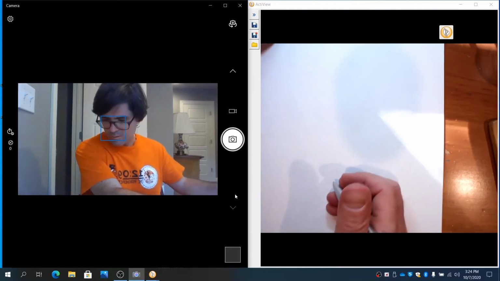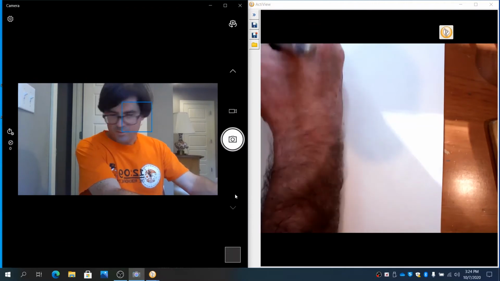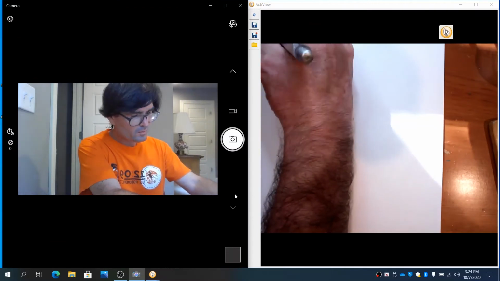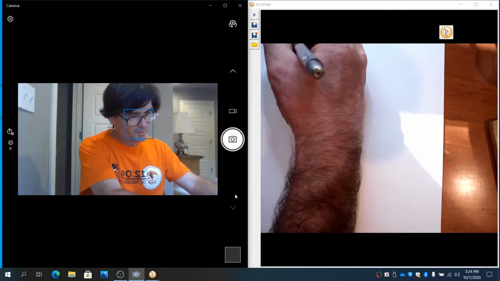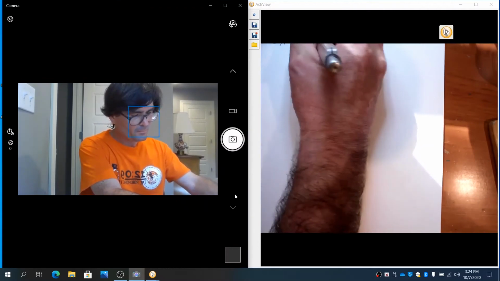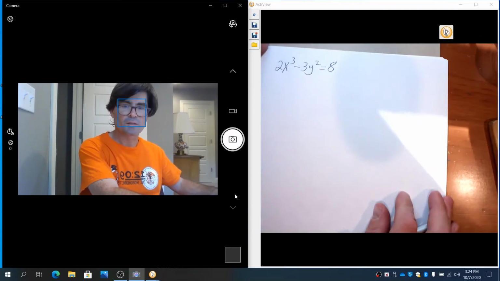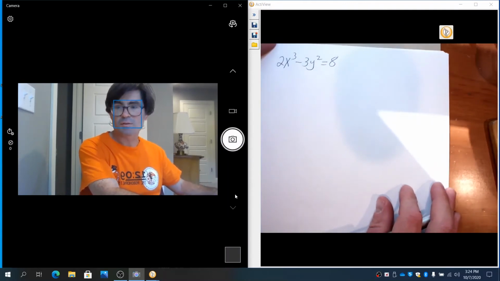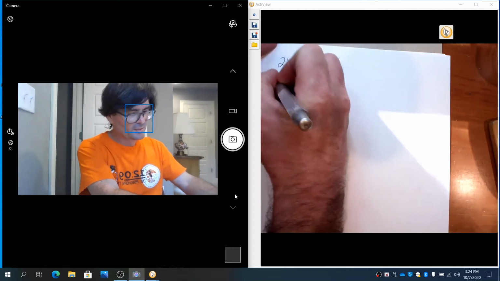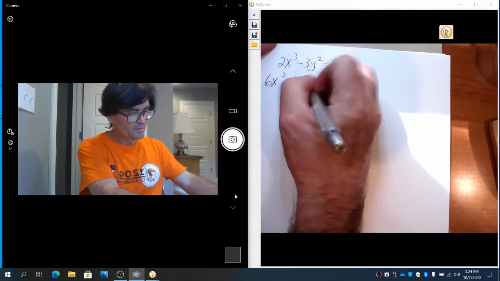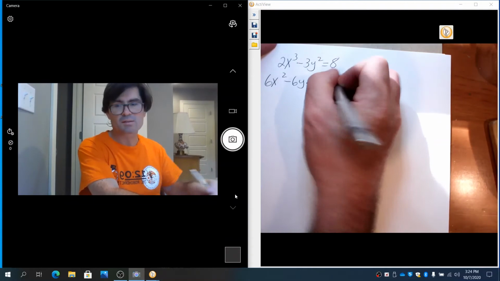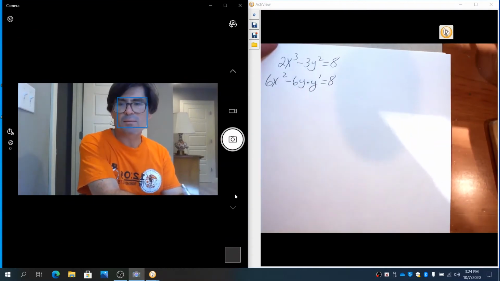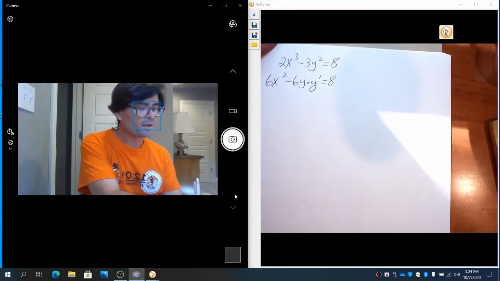And we will use 2x cubed minus 3y squared equals 8. Sorry, there we go. So the first derivative is 6x squared minus 6y y prime equals 8. Notice I'm going for y prime notation right off the bat. Just try something different. I want you to be comfortable with both. As you become more comfortable with implicit differentiation, the y prime probably feels more and more comfortable.